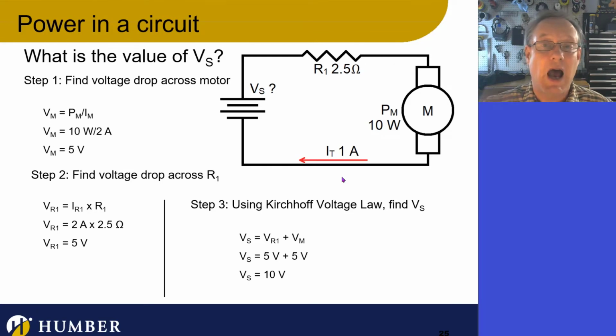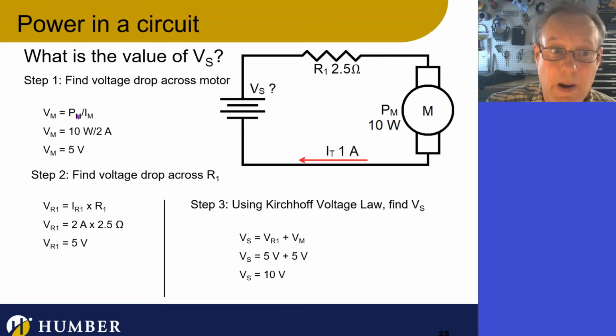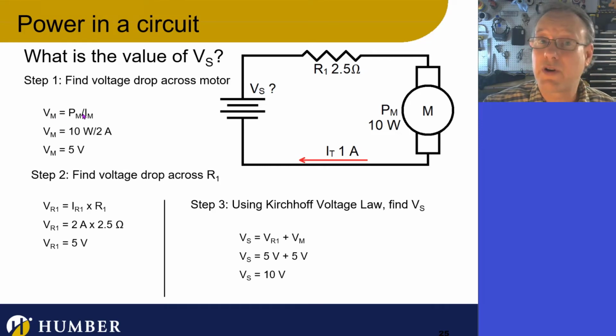What's going on? Well, I know the current. That's really cool. If I knew the current and I know the power, well, P is V times I. So it's pretty simple to calculate the voltage drop across the motor, knowing the current and the power. So I've just done that. I've said the voltage drop across the motor is the power of the motor divided by the current through the motor. And I know the current through the motor is 1 amp. I put in my values.